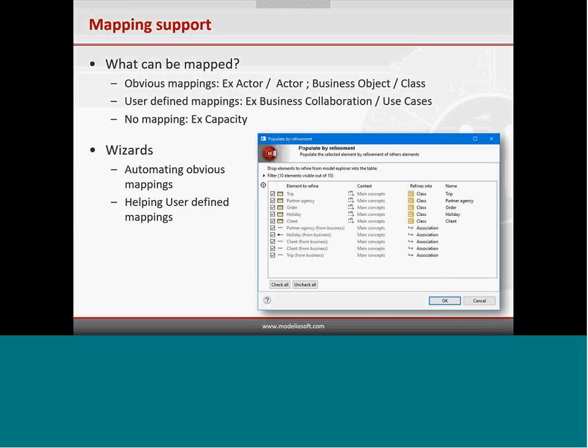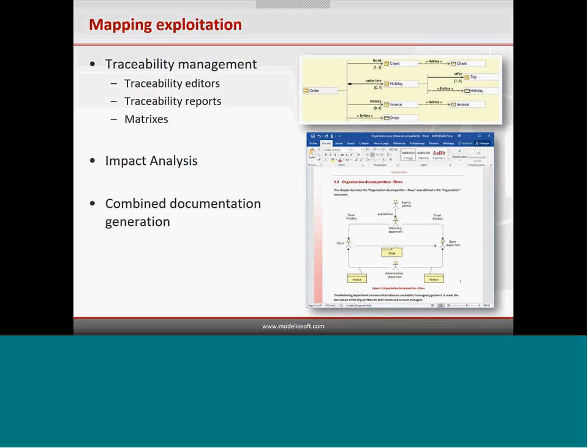For example, an ArchiMate capability does not a priori need to be mapped to any more detailed model element in the UML or BPMN standard. And so wizards can help to do that. They can recognize and automate obvious mappings and help the user to do his own user-defined mapping. This is the kind of GUI you have already seen within a tool.